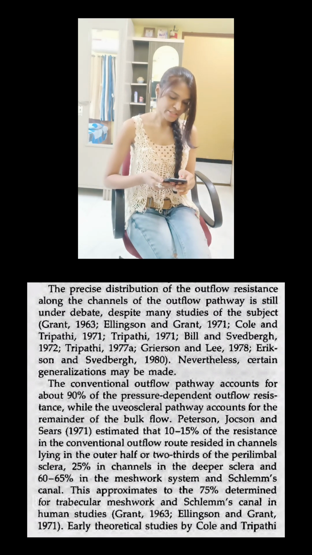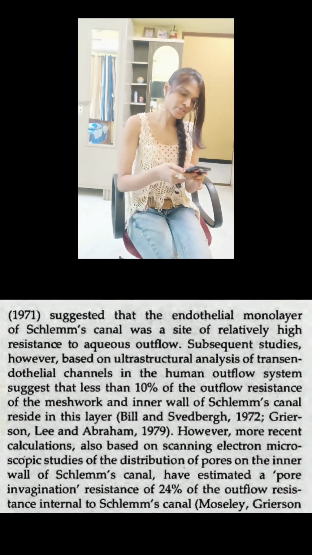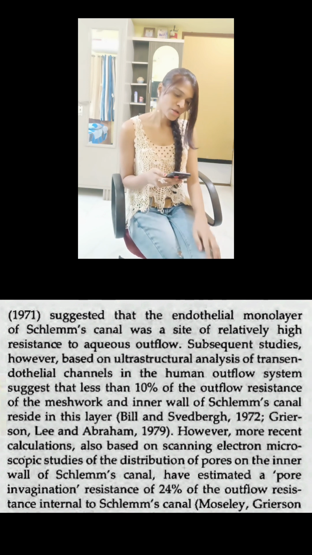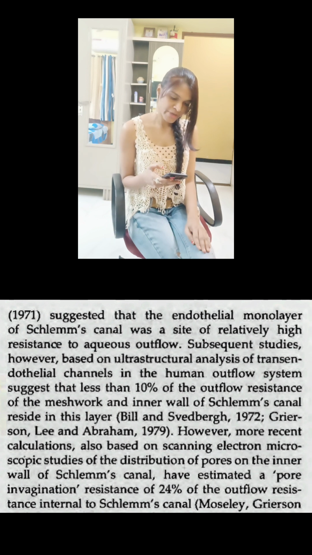Early theoretical studies by Cole and Tripathi in 1971 suggested that the endothelial monolayer of Schlemm's canal was a site of relatively high resistance to aqueous outflow. Subsequent studies, however, based on ultrastructural analysis of transendothelial channels in the human outflow system, suggest that less than 10% of the outflow resistance of the meshwork and inner wall of Schlemm's canal resides in this layer.